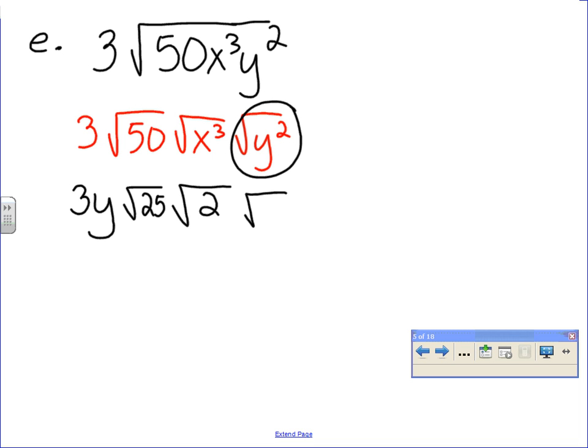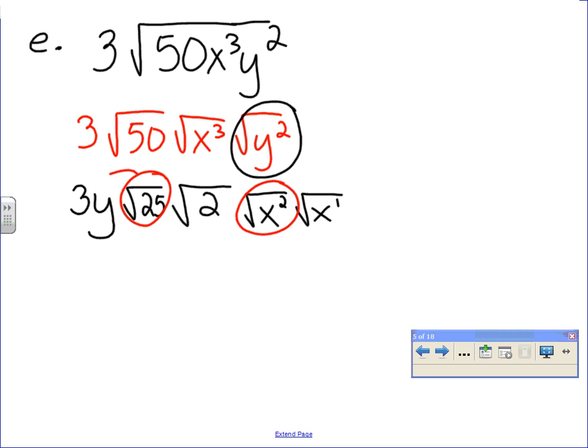Next, square root of x cubed. Find the largest exponent that's even that we can rewrite it so that something plus something is 3. X squared times x to the first is x to the third, because you just want to add the exponents and still get 3. Circle what's perfect. Square root of 25 and square root of x squared are both perfect.